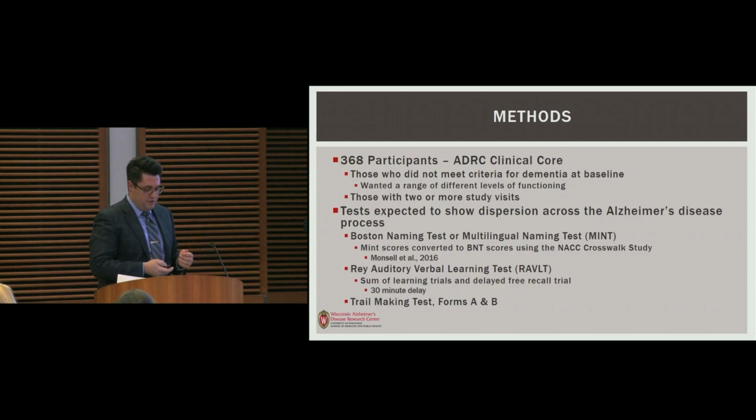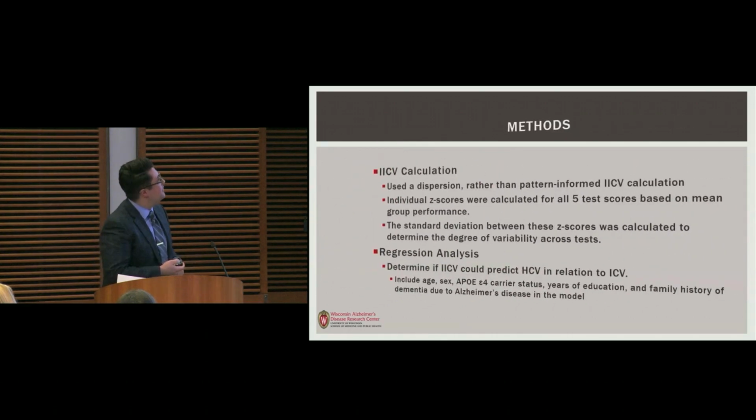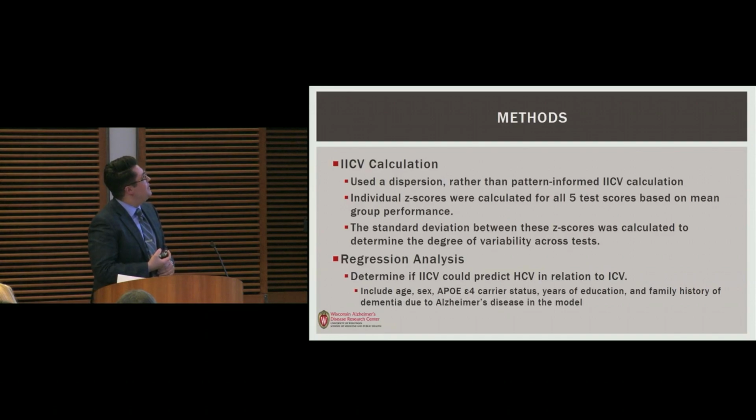So we included those because persons progressing through the disease process would demonstrate variability on those measures. To calculate IICV, we used a dispersion rather than a pattern-informed IICV calculation. Individual z-scores were calculated for all 5 test scores based on mean group performance, and the standard deviation between the z-scores was calculated to determine variability across tests.